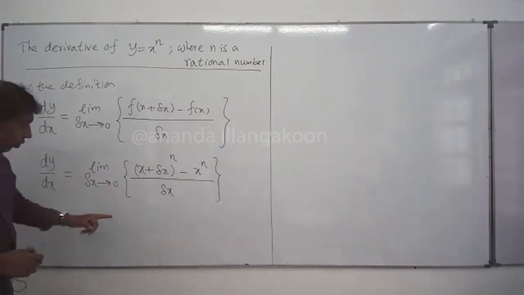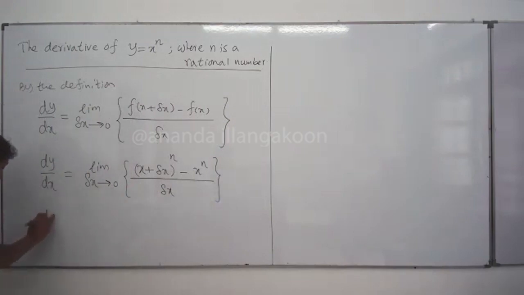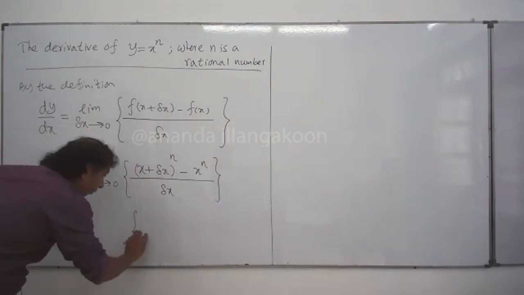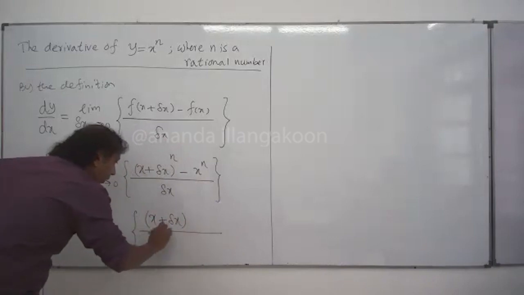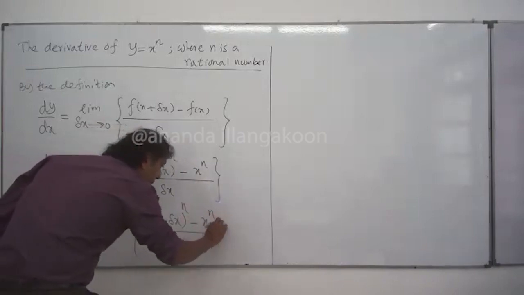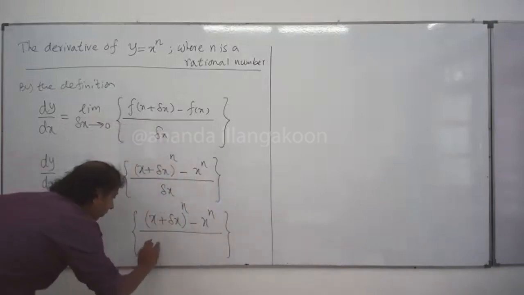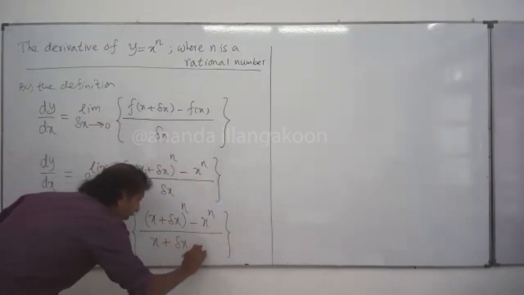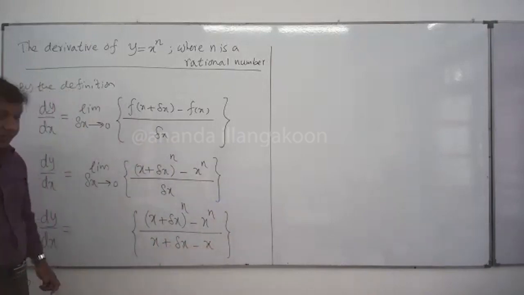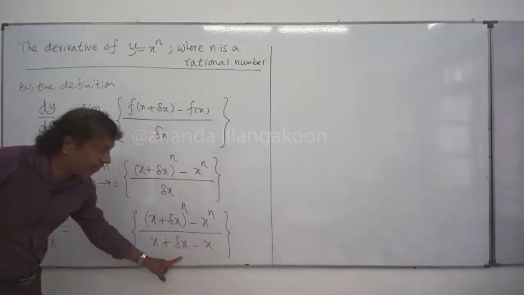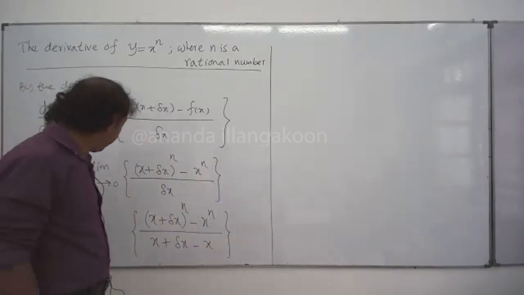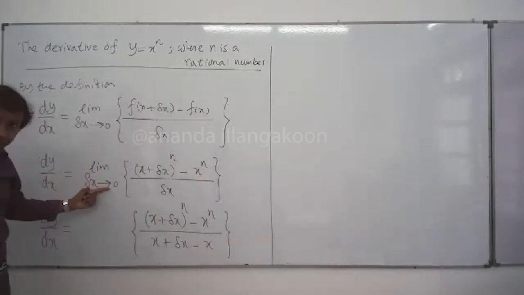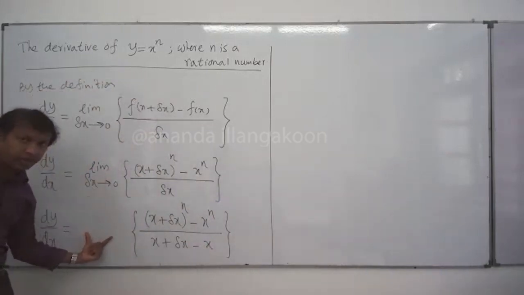Now, this denominator I can rearrange like this. Here we have (x plus delta x) to the power n minus x to the power n. This delta x I write like this: x plus delta x minus x. The x and this minus x cancel off, so only delta x remains. Now see here, the limit as delta x goes to 0, only this expression I have to write.